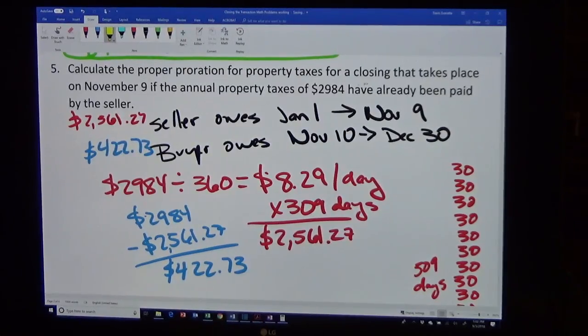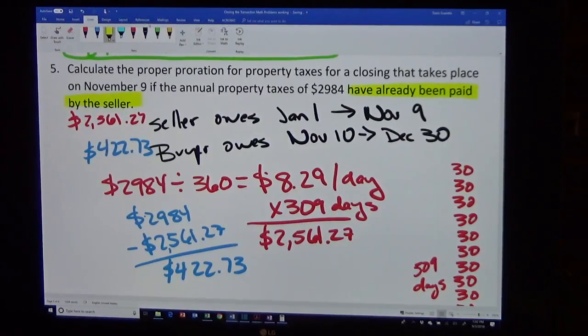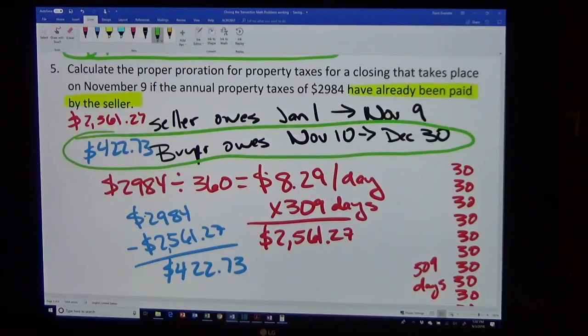The annual property taxes have already been paid by the seller. So we want to do whatever is opposite. So they've already been paid by the seller, so we pay by the buyer. The buyer owes. We just choose the opposite person.